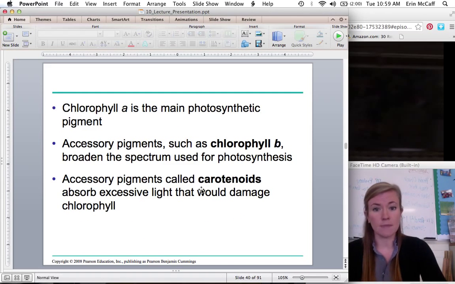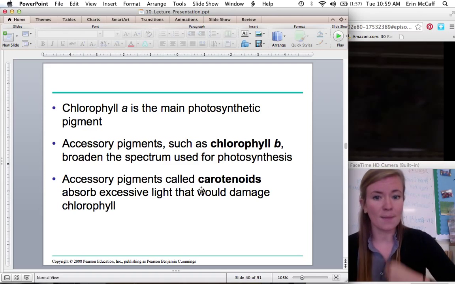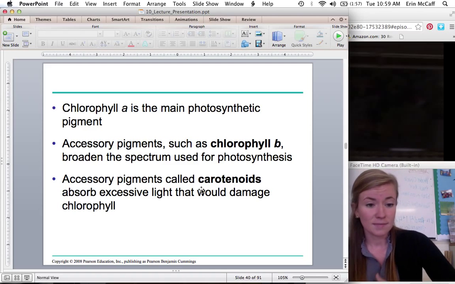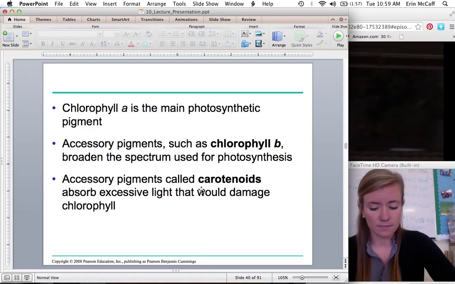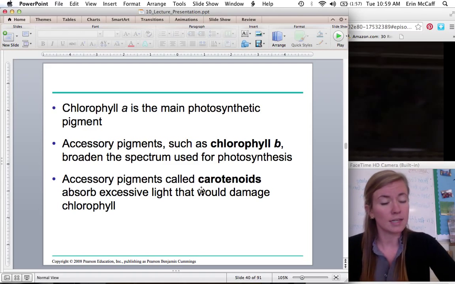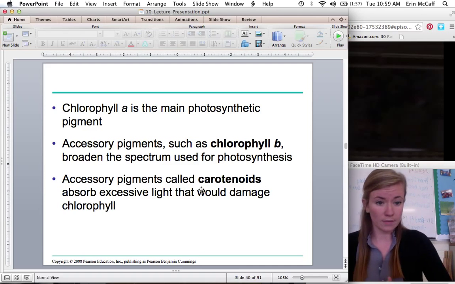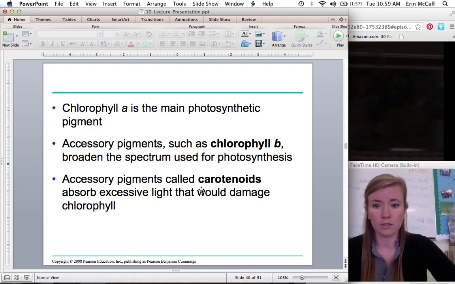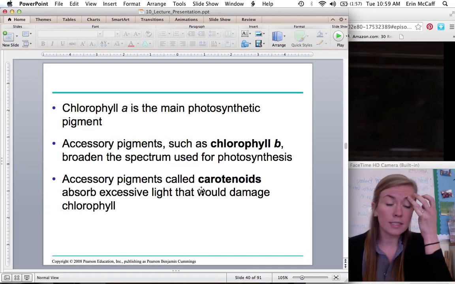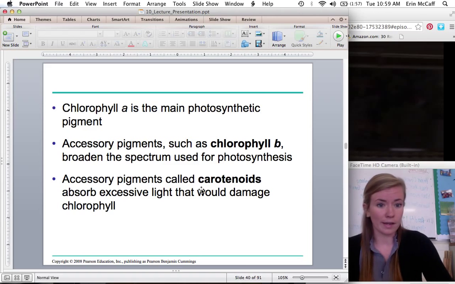So chlorophyll A is the main photosynthetic pigment. It's the main one in the chloroplasts. It does the most of the absorbing and most harnessing of light energy. But then we also have, like I said, chlorophyll B, which is called an accessory pigment because it's not the main one. And it's used to broaden the spectrum so that we can absorb multiple wavelengths of light. And then we have another thing called carotenoids that absorb excess light that might cause damage to the chlorophyll. So they get more spectrum of light that the chlorophyll can't handle.